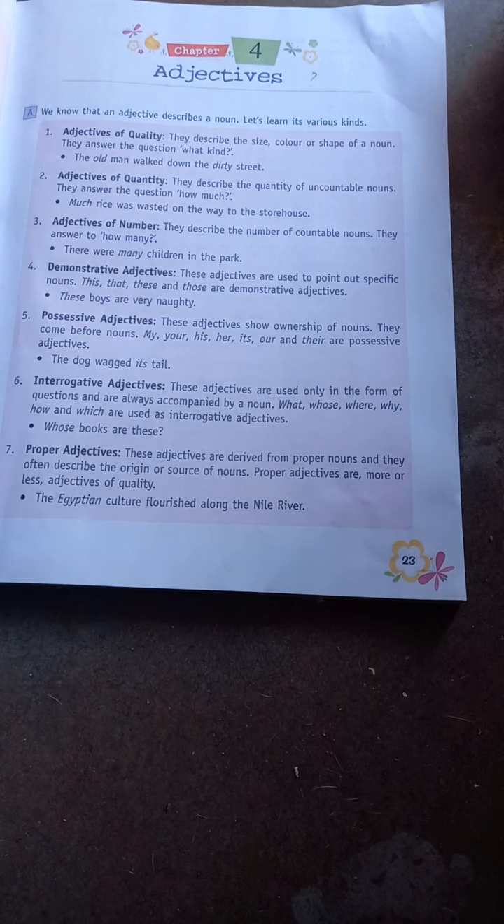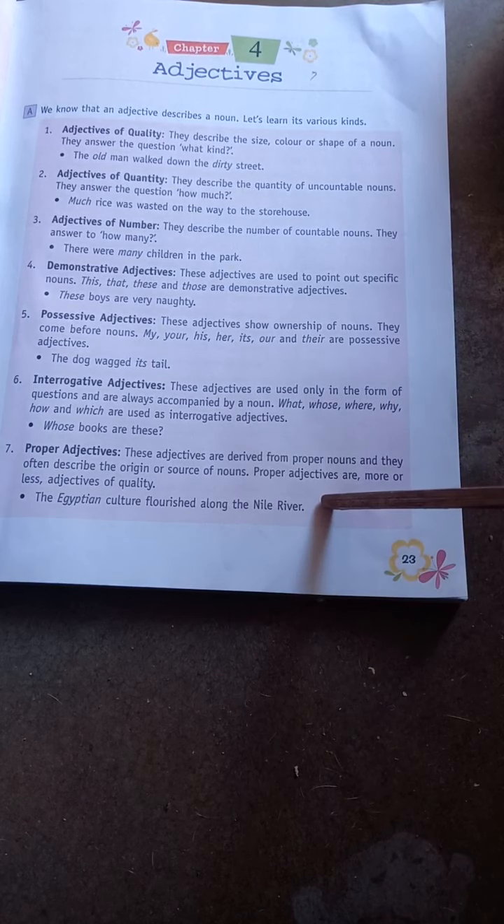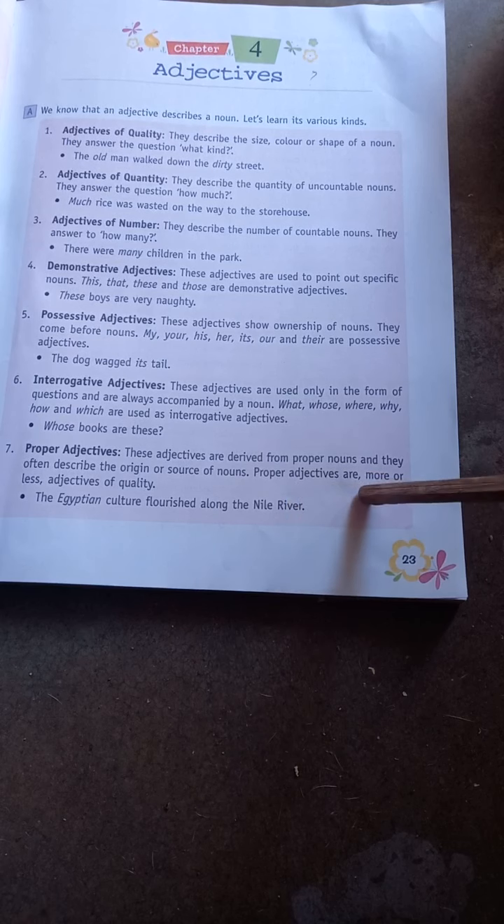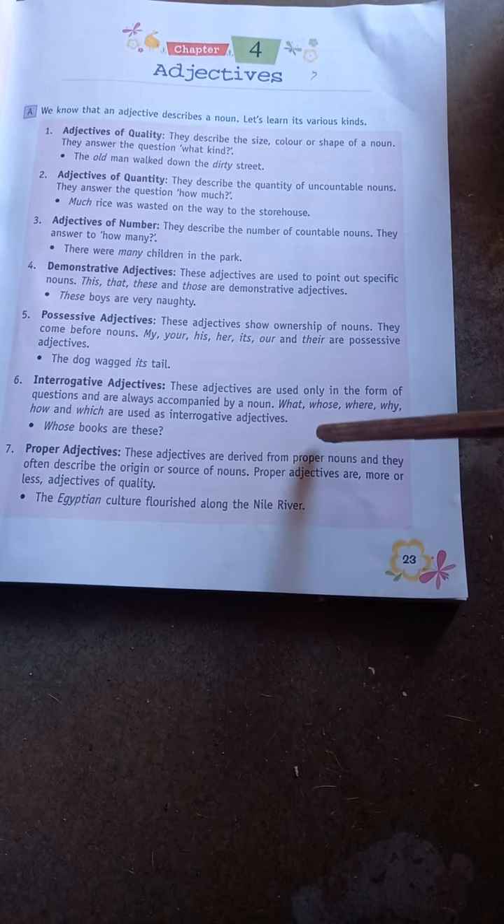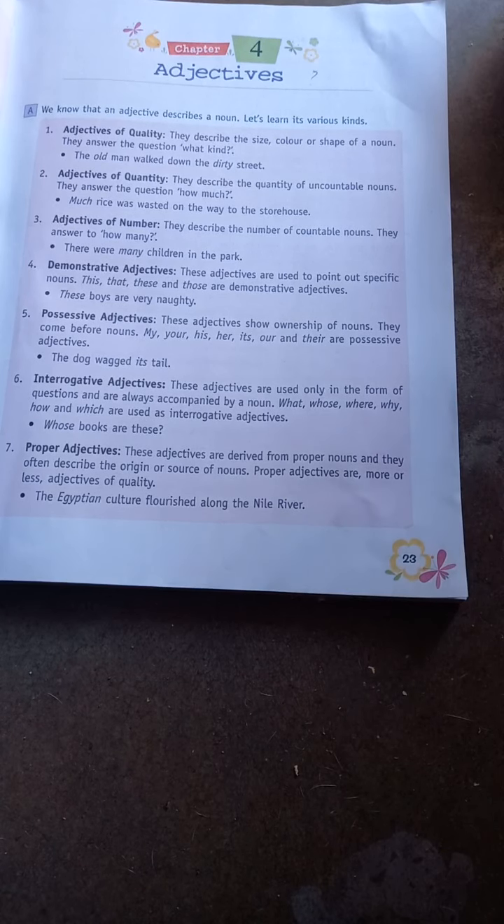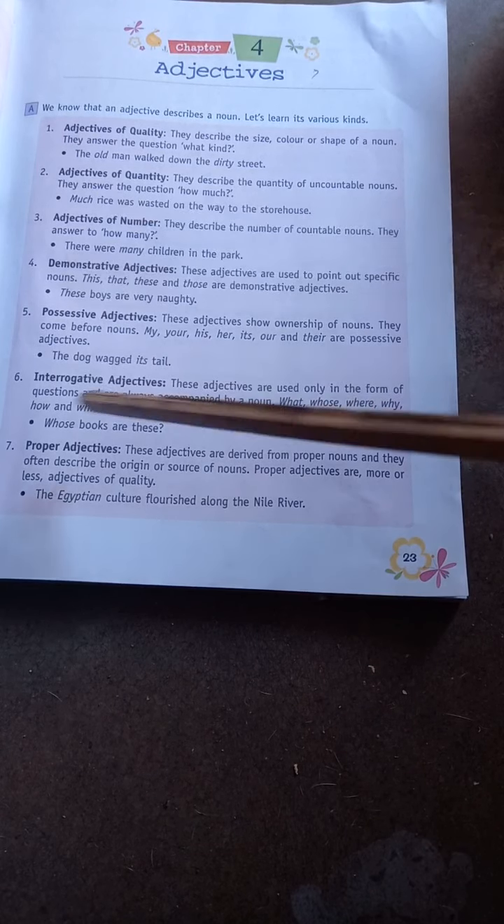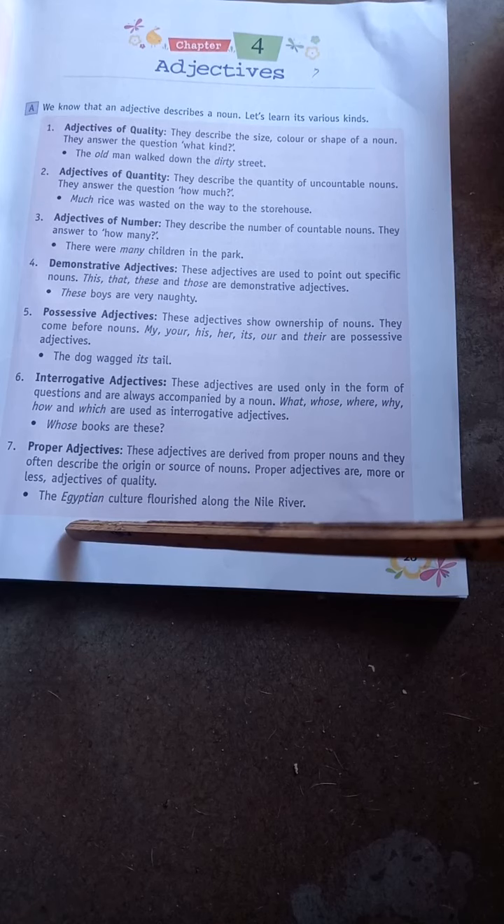Now what are proper adjectives? Proper adjectives are those adjectives which are derived from proper nouns. What is proper noun? Proper noun is that in which the particular name is given. And they often describe the origin or the source of noun. Origin means beginning. Proper adjectives are more or less adjectives of quality. The Egyptian culture flourished along the Nile river. Now here Egyptian is the proper adjective.